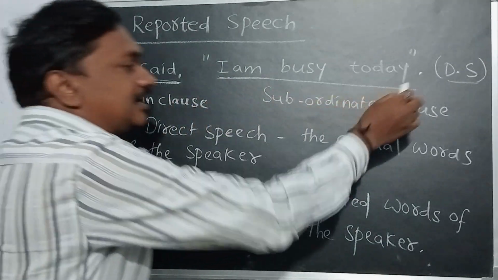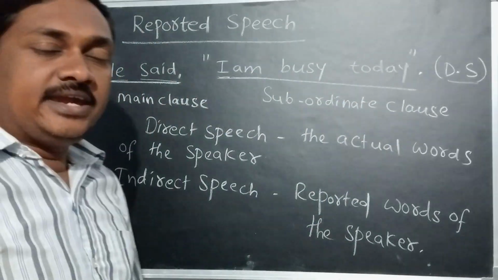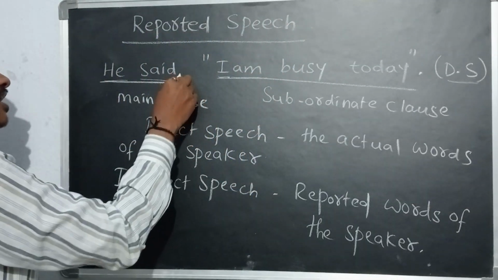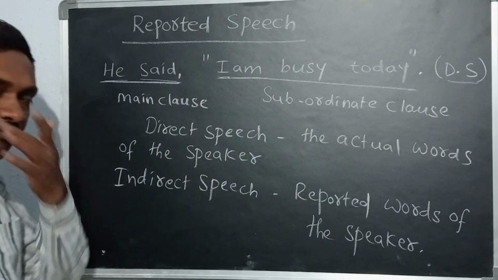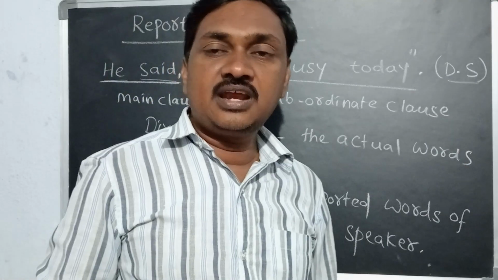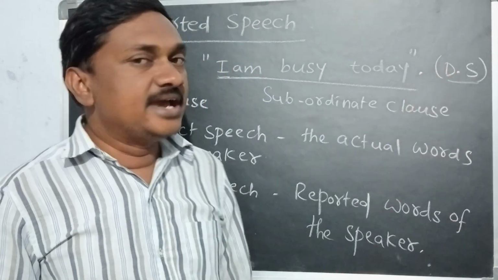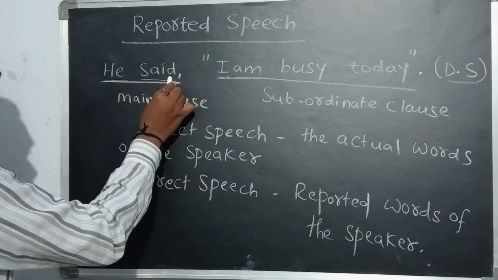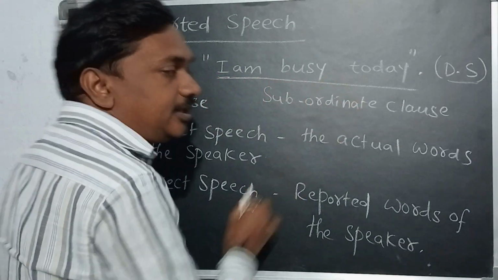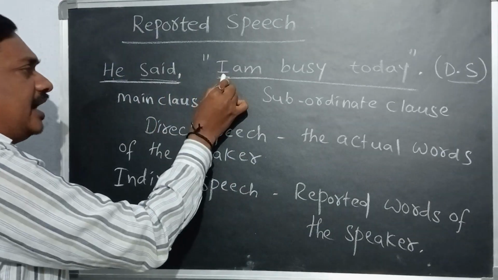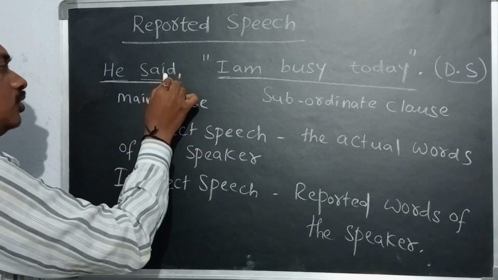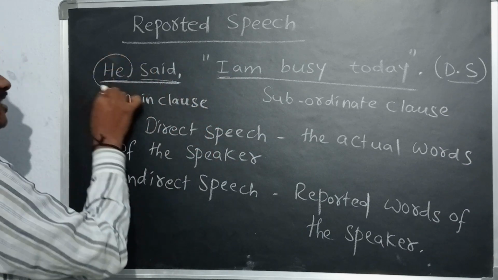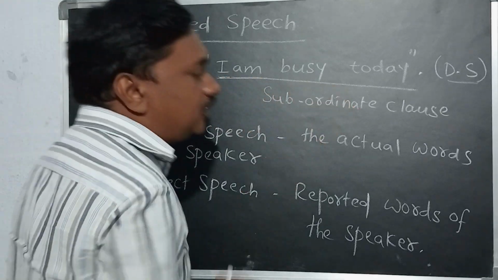Here this is a direct speech sentence. How can we identify it is a direct speech sentence? In a direct speech sentence there are a comma and inverted commas. If in the given statement there are a comma and inverted commas, that is direct speech. Here he said, "I am busy today." The speaker uses the pronoun I. So this is the direct speech, the actual words of the speaker. Who is the speaker here? He.